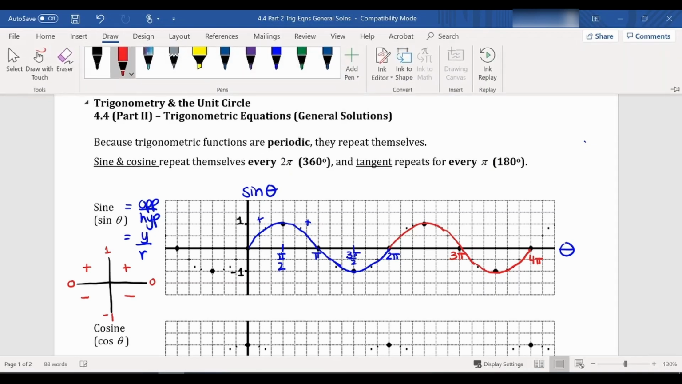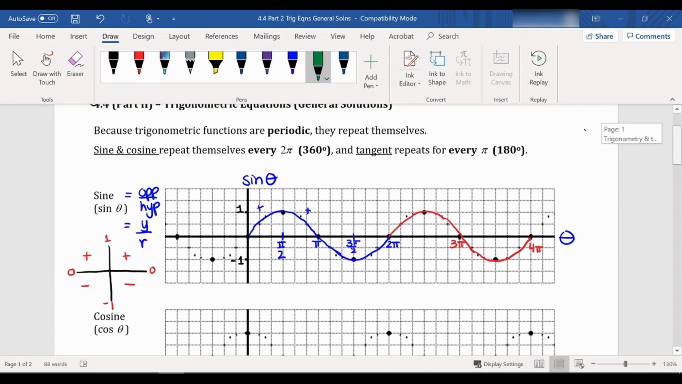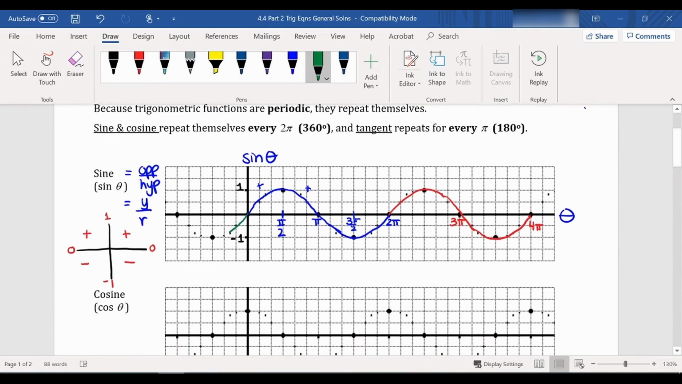We can also do a negative rotation of our circle. We don't always have to be going in the positive direction. If I go in the negative direction, I would be heading back this way. And this would be at negative pi over 2, negative pi, etc. So we can see that as it goes up, it's positive, comes back down towards 0, then goes negative, comes back up towards 0. So it takes a rotation of 2 pi before it repeats itself.